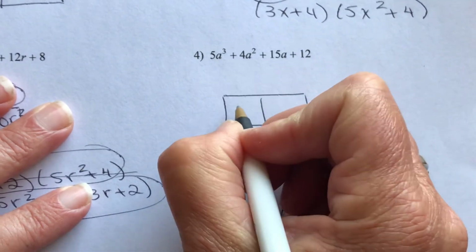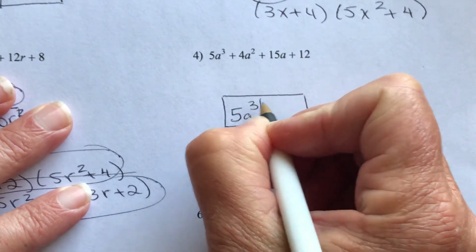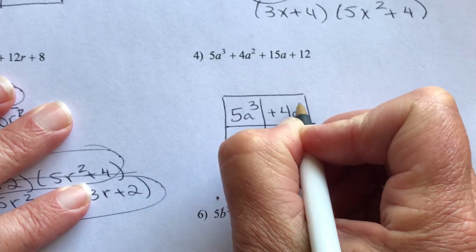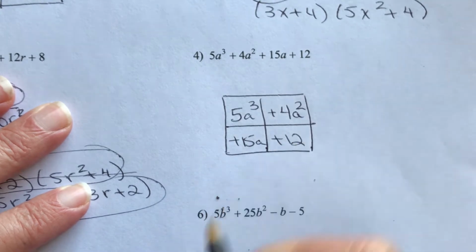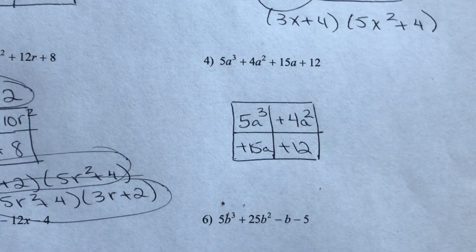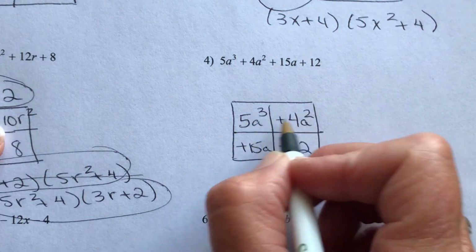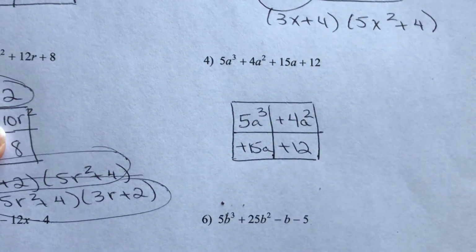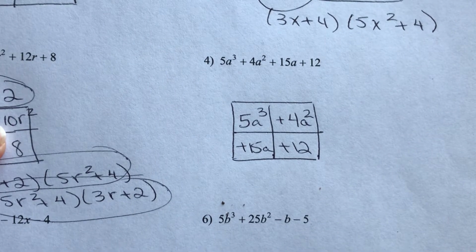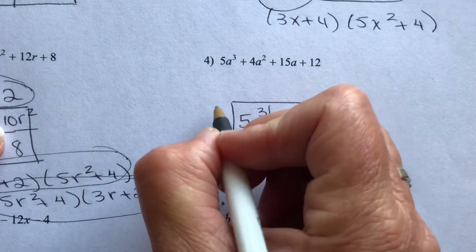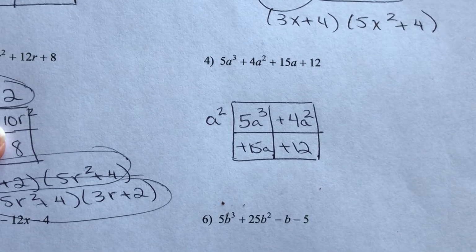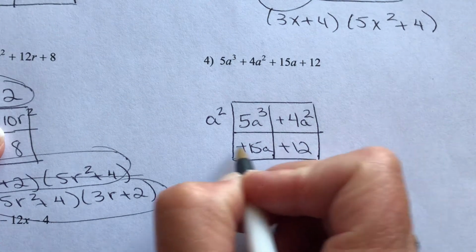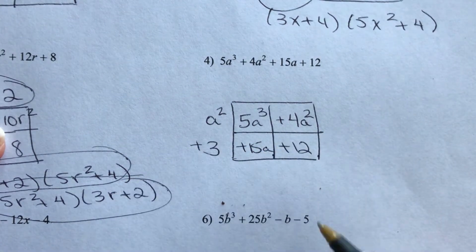Here we go. So we have 5a cubed plus 4a squared plus 15a plus 12. We're going to double check our columns and rows for a greatest common factor and see how that goes. 5 and 4. There is no number that divides into 5 and 4. I mean, you could do 1. You definitely can do 1. That's acceptable. I'm just going to look at the variables, and I can see that they have an a squared in common. Here, I can see that the greatest common factor would be a positive 3.